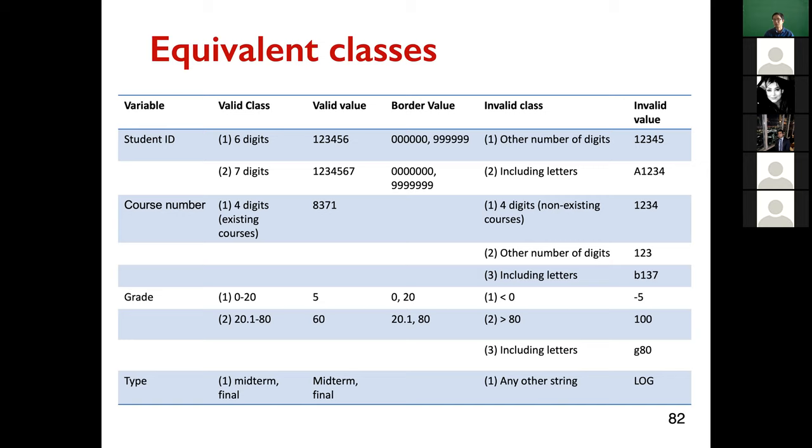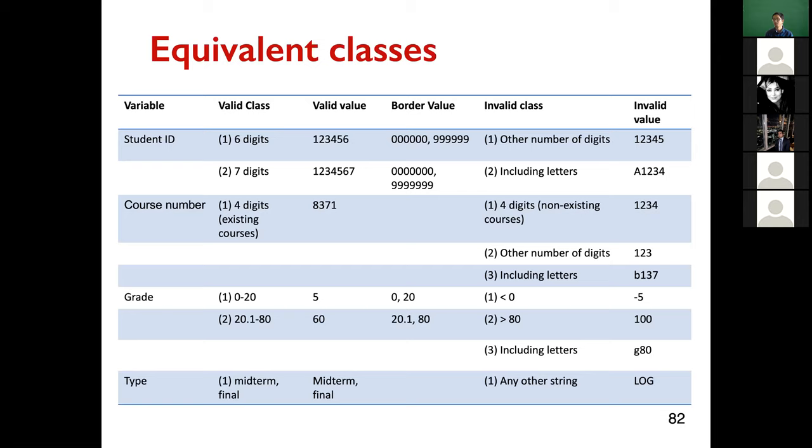Invalid classes. Here we consider two invalid classes. The first one is other numbers of digits, right? For example, 5 digits, 1, 2, 3, 4, 5, or any other numbers. And the second invalid class is letters included, like A1234, that's invalid. We should consider a value from each invalid class, right? So here we consider invalid values of these two.